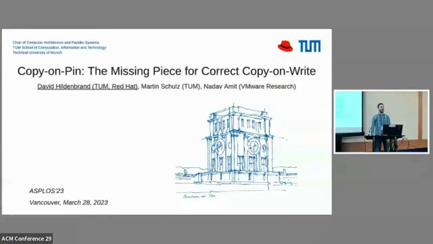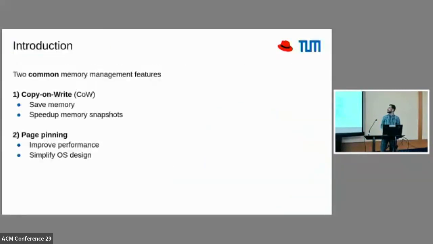So hi everybody, I'm David. I'm a PhD student at TU Munich, and to feed the family I work at Red Hat. In this session I want to talk about our paper called Copy and Pin, the missing piece for copy and write, that has been co-authored by Martin Schulz, also from the TU Munich, and Nadav Amit from VMware Research.